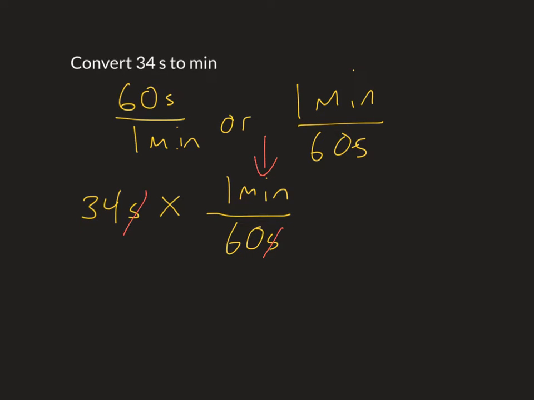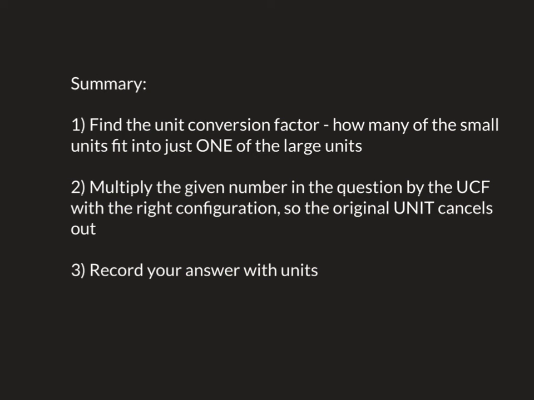All right. So I'm going to go 34 times 1 divided by 60. And if you throw that in your calculator, you get 0.57 minutes, which makes sense because 34 seconds is a little over half of a minute. So this is 0.57 of a minute. All right, so those are two easy examples. We're going to get to some harder ones.